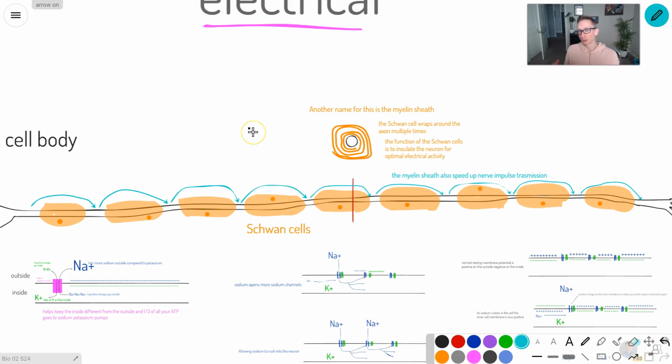All right. It also helps protect your neurons, and it helps prevent ion leakage, so it insulates them, and then it helps speed up. It also reduces the cost, so it's more efficient.